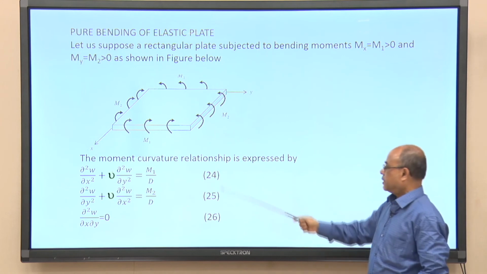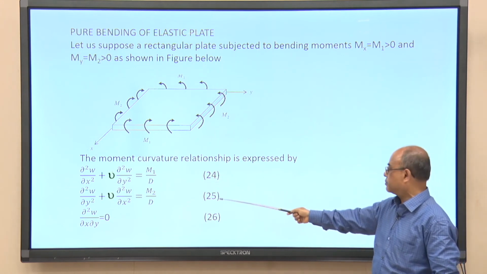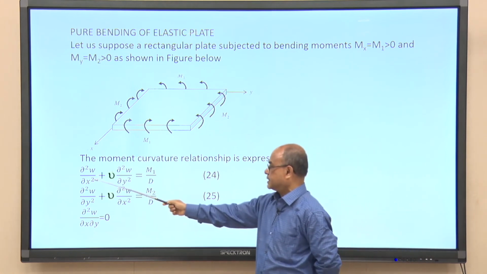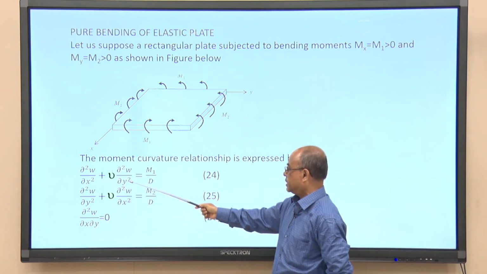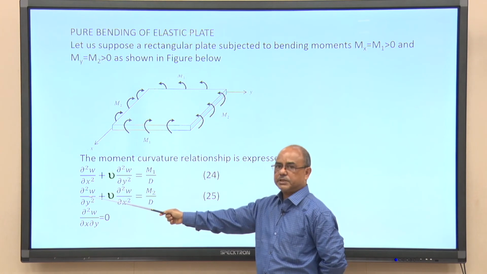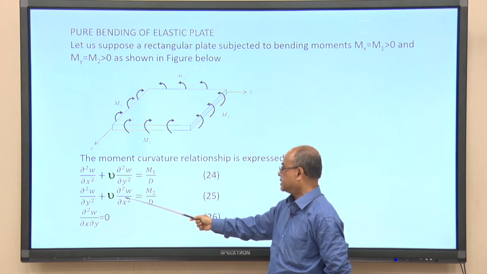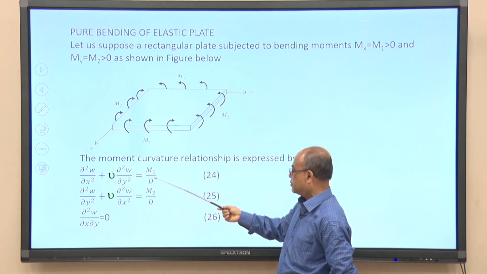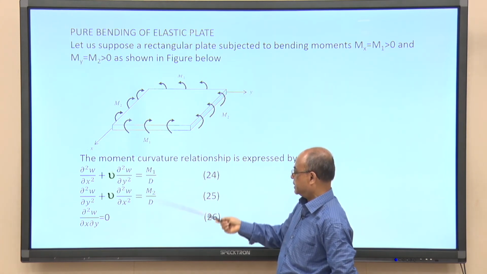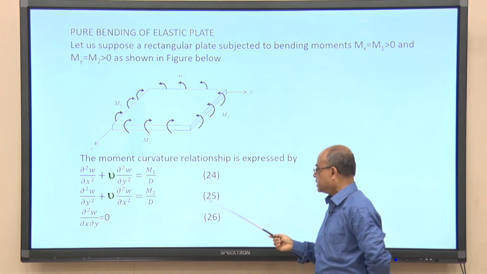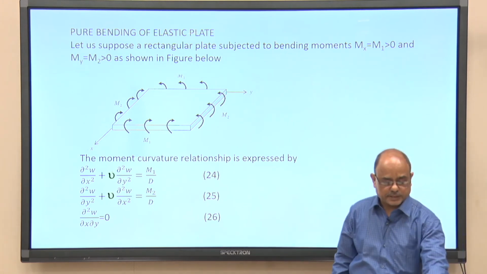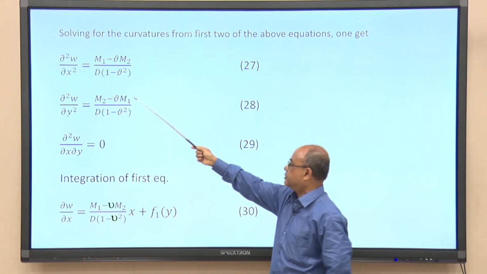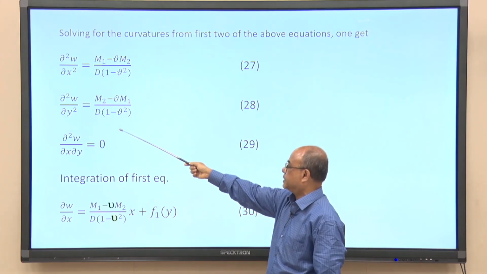Now, equation number 24 and 25 you can see here, this is the curvature in x direction and this is the curvature in y direction. Here this is curvature in y direction, this is curvature in x direction, and these are the moments, that is applied moments M 1 and M 2 on the plate. So, solving 24 and 25 simultaneously, one can obtain this expression of curvature in x direction and expression of curvature in y direction.